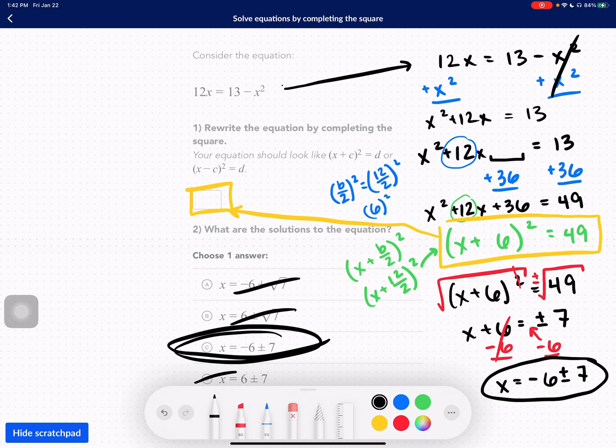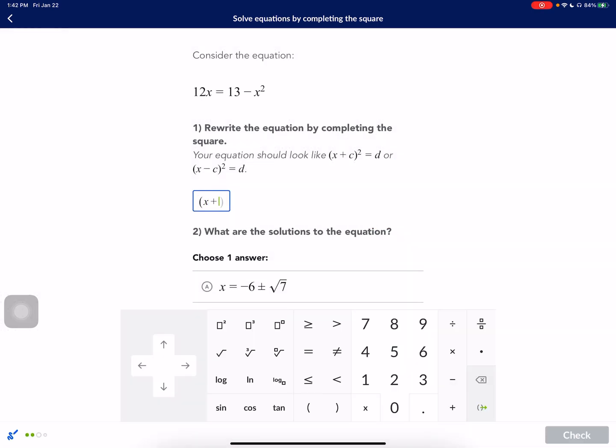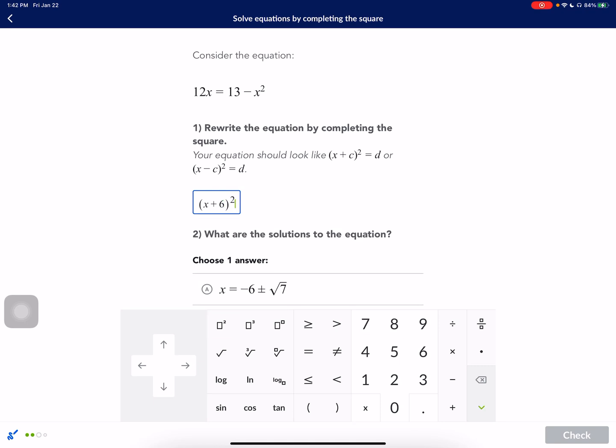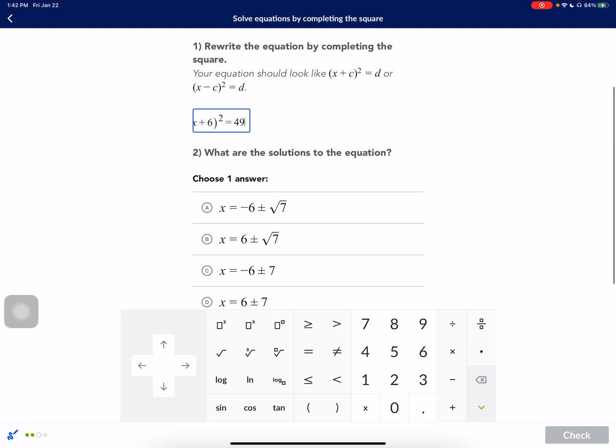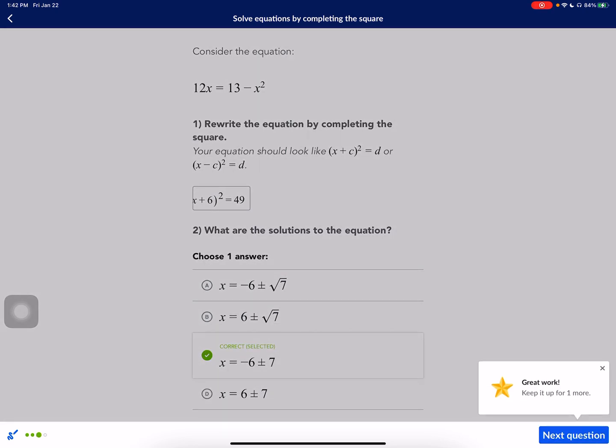All right? So again, please pause the video, get all this written down. I'm going to check my answer right now. So I got x plus 6 squared equals 49, and then our answer was C. Yep, we're good to go.